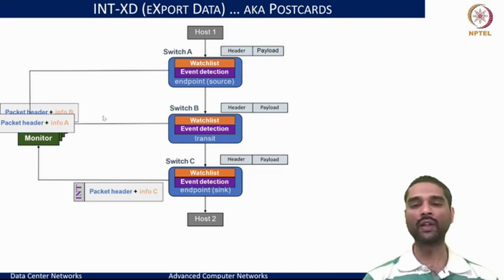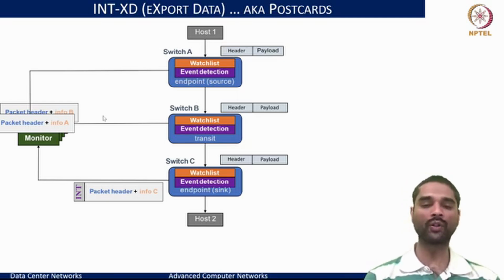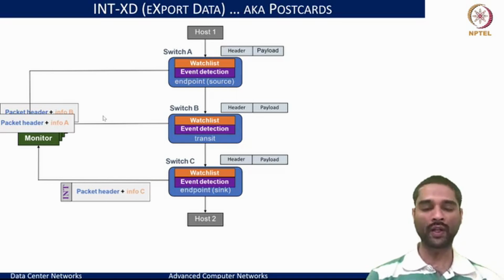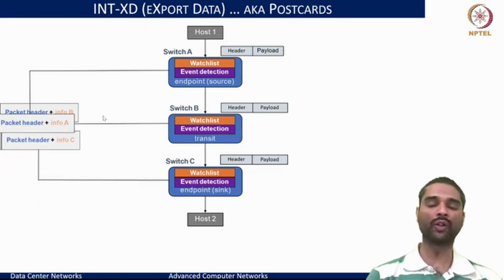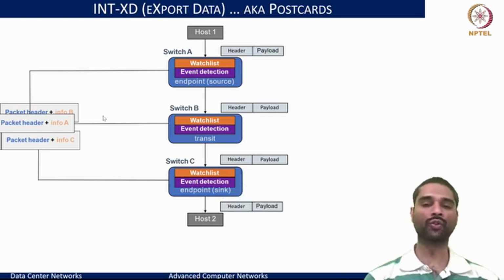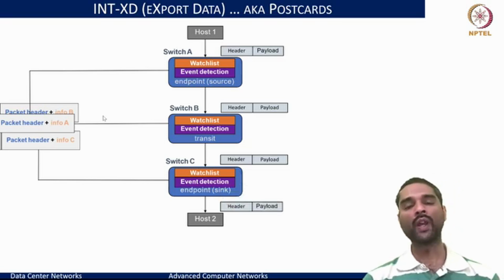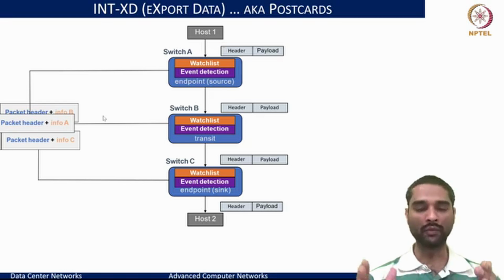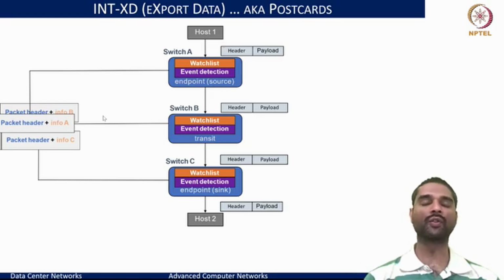as it is. And likewise, again at switch C, it may have its own watch list. And if it were typically a sink, we would want to know what is the total delay that it might have observed as it is coming, or any other metrics that we'd want to look for, and extract that kind of information and send it to the monitor for the same packet, and then send the packet to host 2. So in this model, we have basically ensured that the packets are sent as they are across the path.